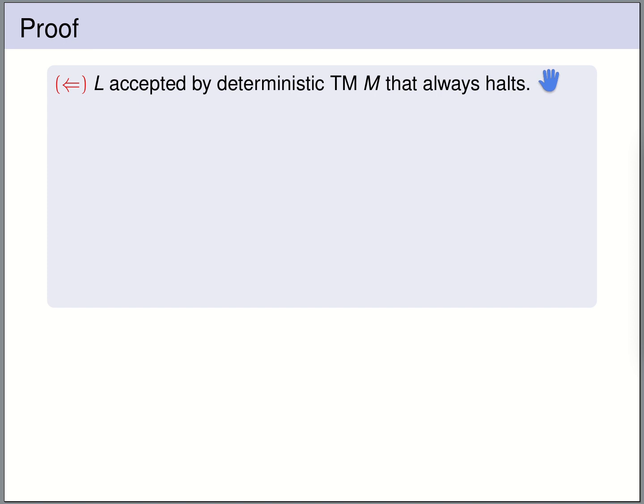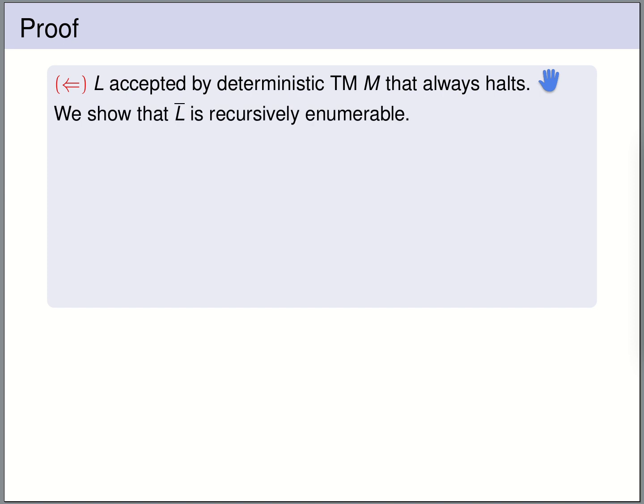Now, how do we construct a Turing machine for the complement of L? The idea is very simple. We simply run our Turing machine M. We know that M always reaches a halting state, so M always answers yes or no, and then we simply invert this answer. So if M answers yes, we answer no. If M answers no, we answer yes. And we have a Turing machine for the complement.